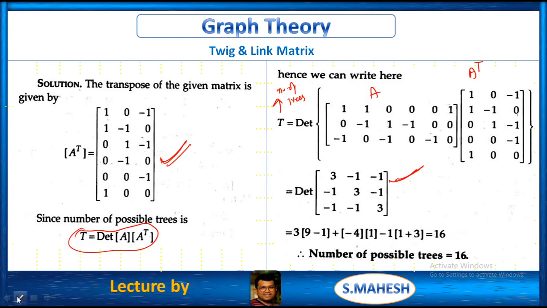So the number of trees is nothing but what? 16. So the formula is what? Determinant of A into A transpose to calculate the number of possible trees, where A is nothing but the reduced incidence matrix only. Okay, this problem is very important. That's all about twig and link matrix and the number of trees from the given reduced incidence matrix.